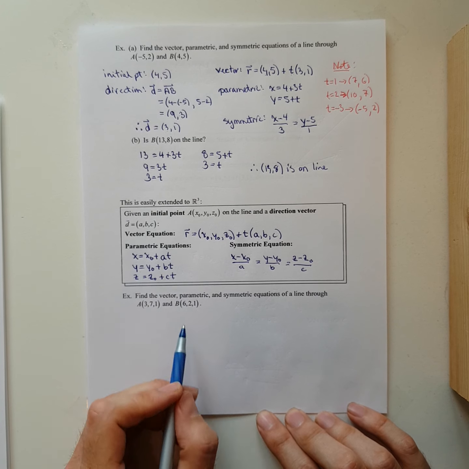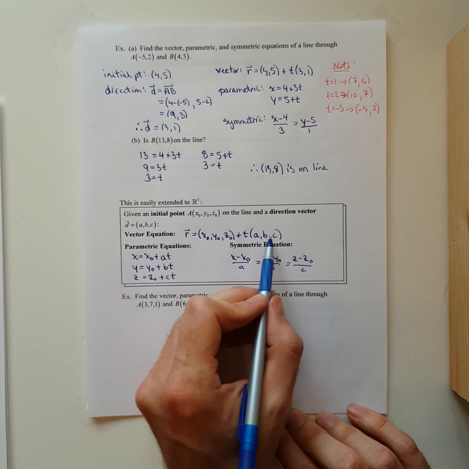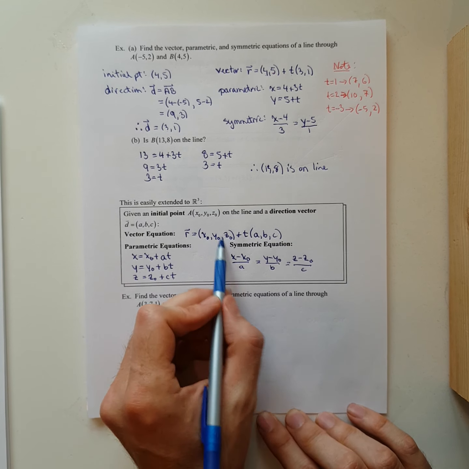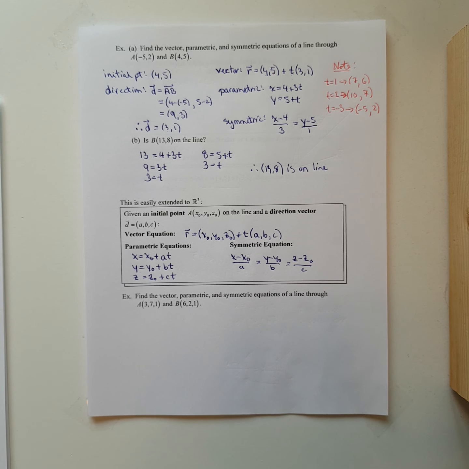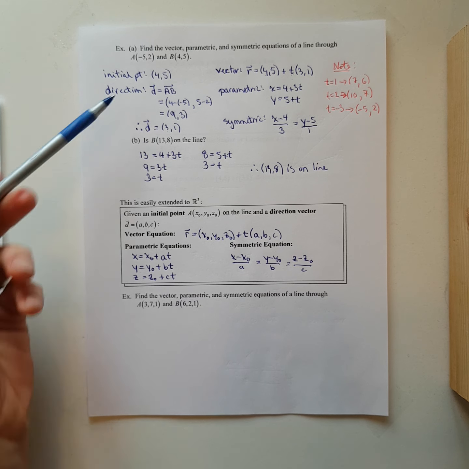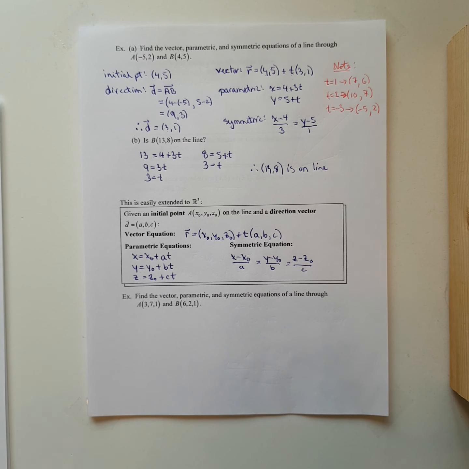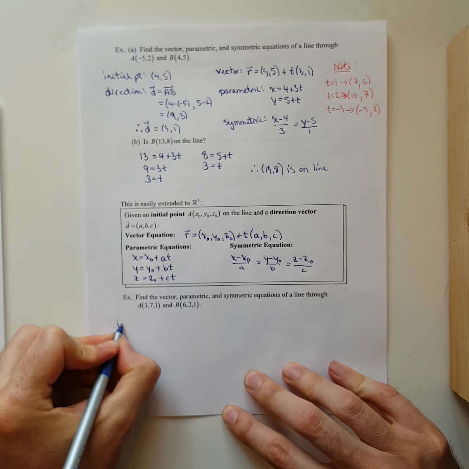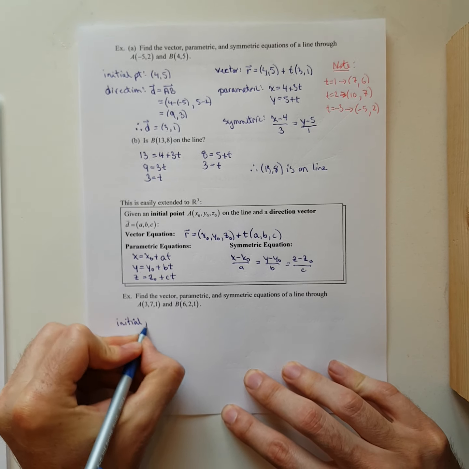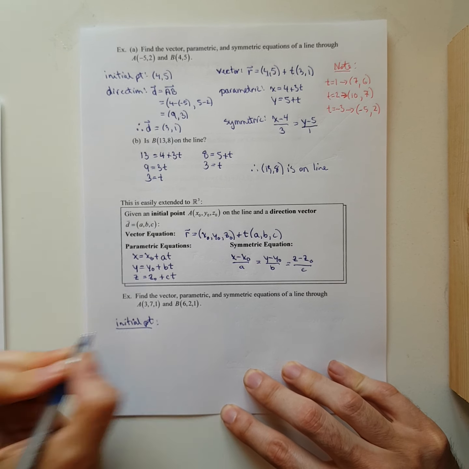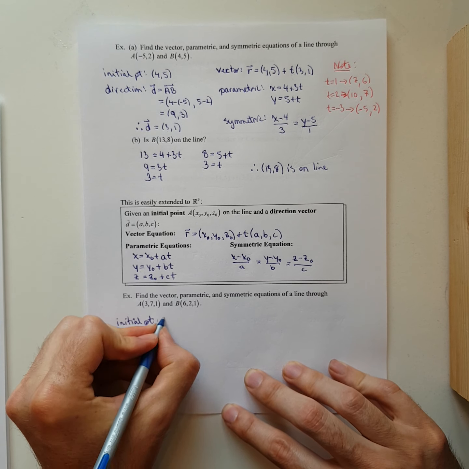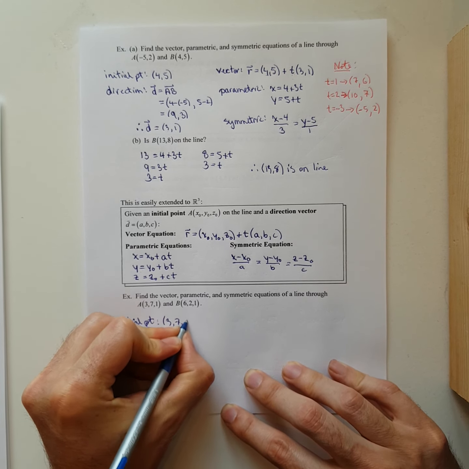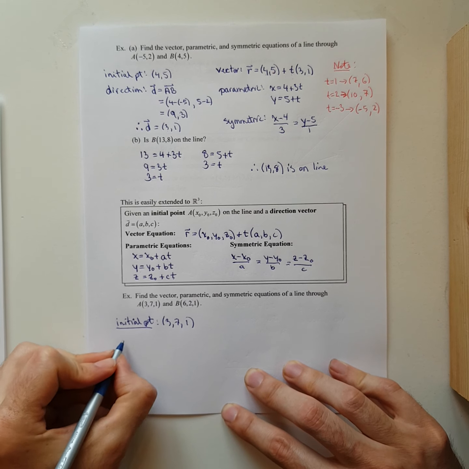We have an extra component here, and now we have all 3 pieces for our symmetric equation. So it's the same type of example that we just did, except in 3 space, just so we can see how this works. Same idea, I need an initial point. Pick whichever one you want. Okay, I'm going to pick 3, 7, 1 as my initial point. Then my direction vector.